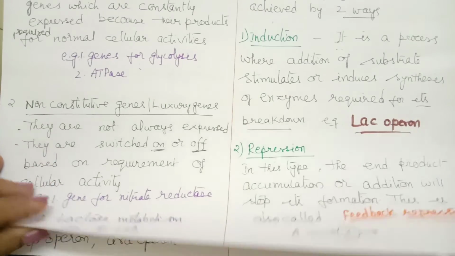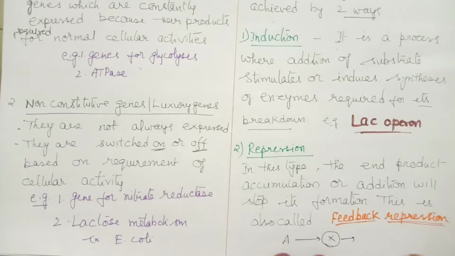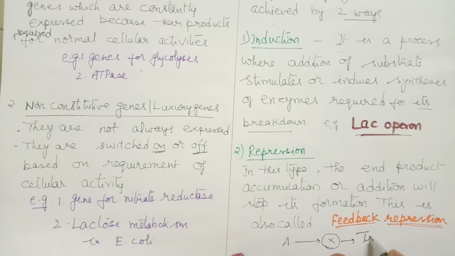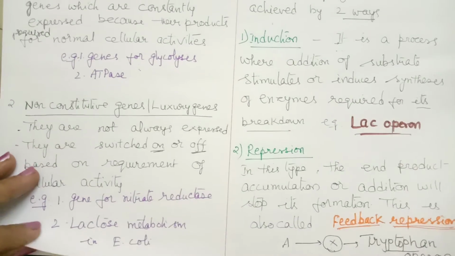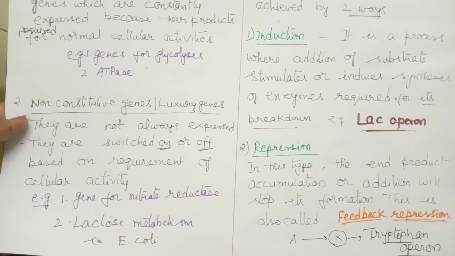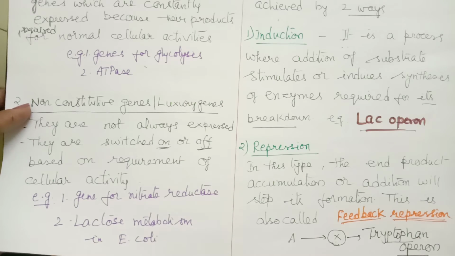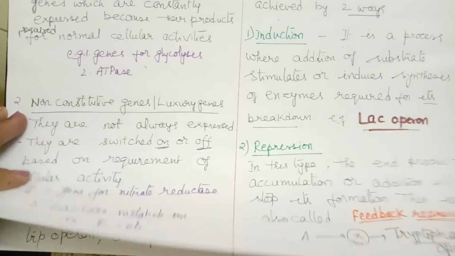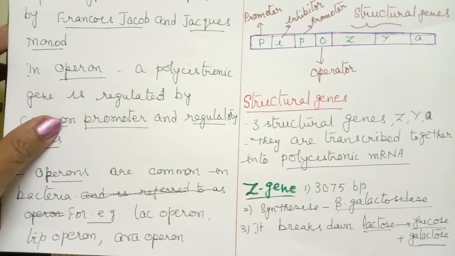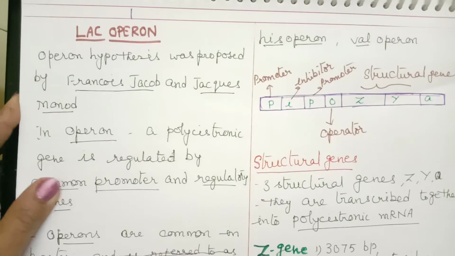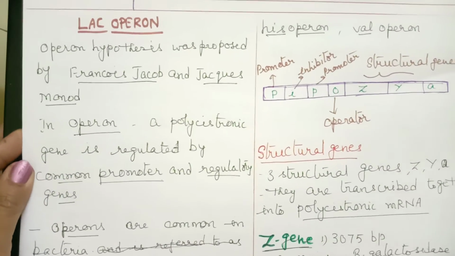Here we will discuss the example of the tryptophan operon. That is the example for repression. So gene regulation can take place either by induction or by repression. Okay, now let us start with what is a Lac Operon and what it means.